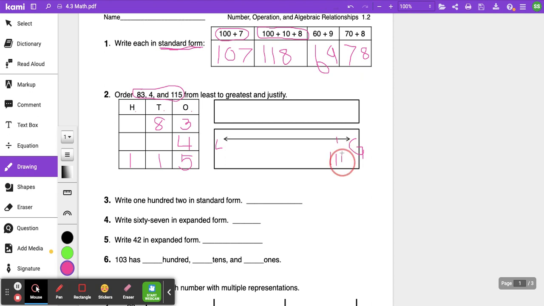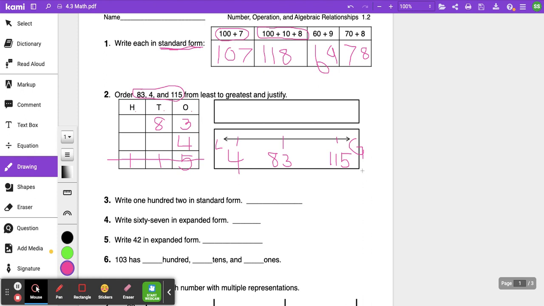All right, now I want you to put the next 2 numbers. We already did this number 115. So now compare the numbers 83 and 4. What's going to be the least and what goes in the middle? You can go ahead and pause the video until you have those numbers in place. And you should have found that the least was 4, then 83, and the greatest number being 115.